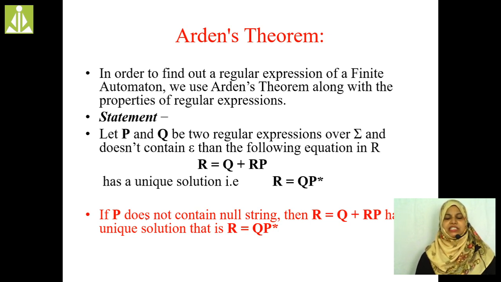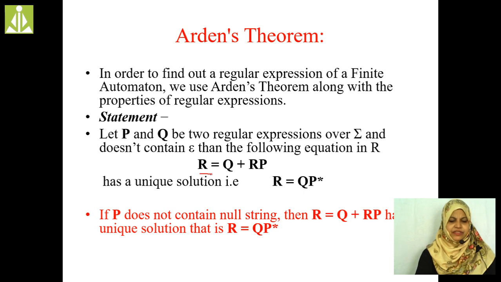For example, what is Arden's theorem? If P and Q are two regular expressions over the same input alphabet sigma, and P doesn't contain any epsilon. Whenever you are going to apply Arden's theorem, you have to check that the transition diagram doesn't contain any epsilon transition. Then the following equation R equals Q plus RP.